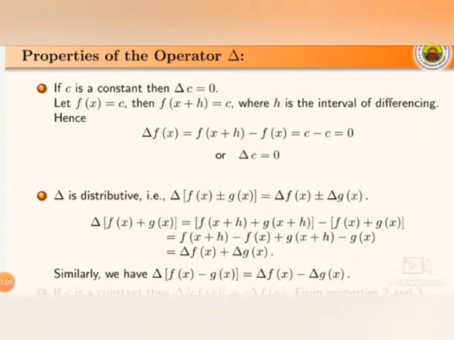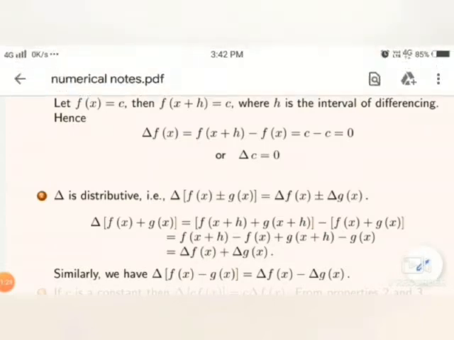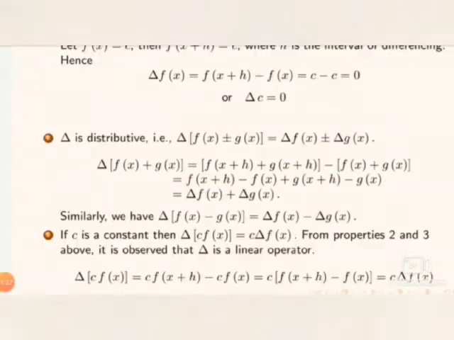Likewise, you can prove the subtraction also. Interchanging the plus sign to a minus sign, we will get the subtraction: del of f of x minus g of x equals del of f of x minus del of g of x. Okay, it is easy to solve. Next, we will move on to the next property.